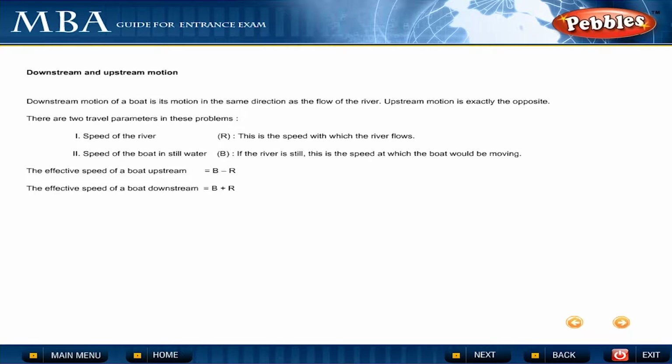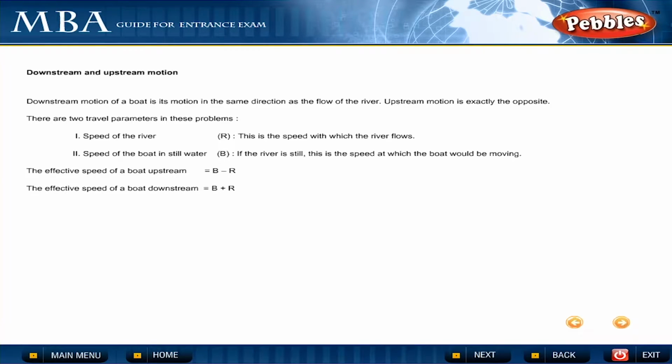Downstream and upstream motion. Downstream motion of a boat is its motion in the same direction as the flow of the river. Upstream motion is exactly the opposite. There are two travel parameters in these problems. Speed of the river: this is the speed with which the river flows. Speed of the boat in still water: if the river is still, this is the speed at which the boat would be moving.